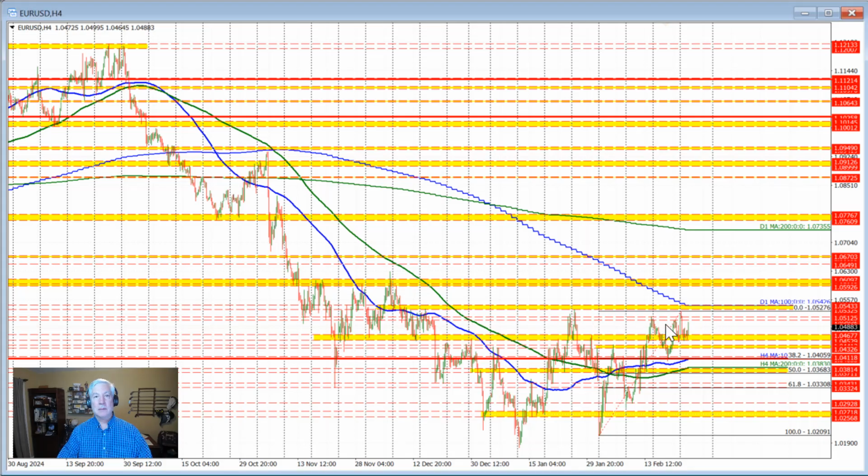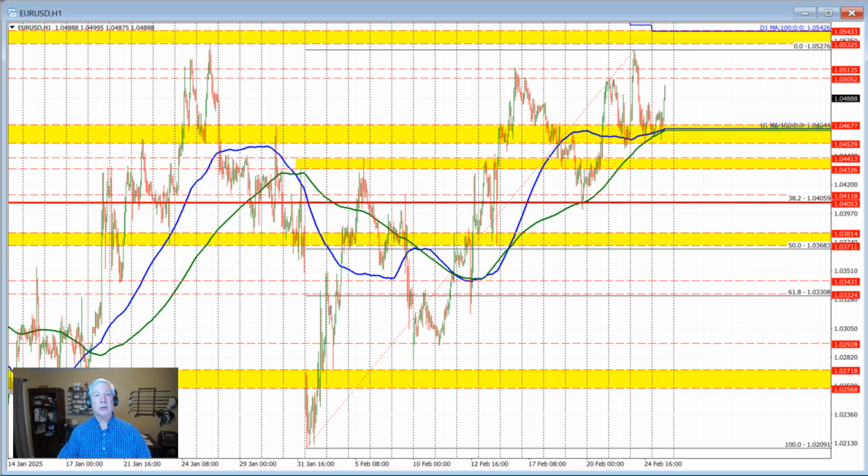Now we also have resistance right through here, and I'll go through that by taking a closer look at the hourly chart. And when we look at the hourly chart here, here's our swing area that we saw going way back in time through here. And note also that within that swing area is a 100 and 200 hour moving average.